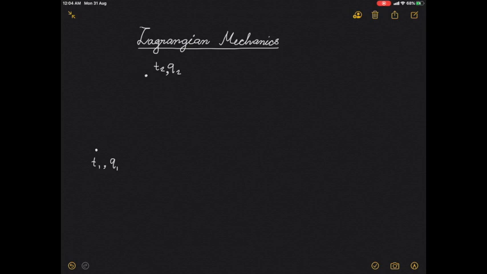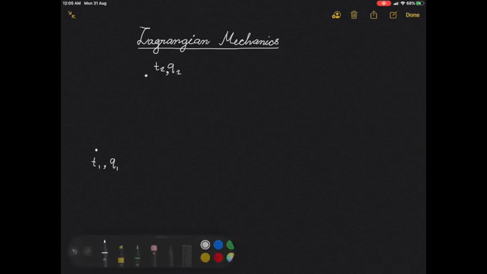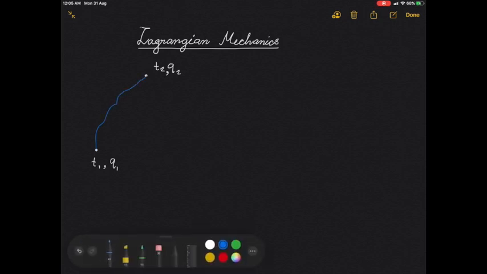I am asking the question now: what will be the trajectories of the system, or what will be the set of configurations at all times between t1 and t2, and what the system will eventually follow? Let me denote that by this line. Now I am supposed to figure that out.